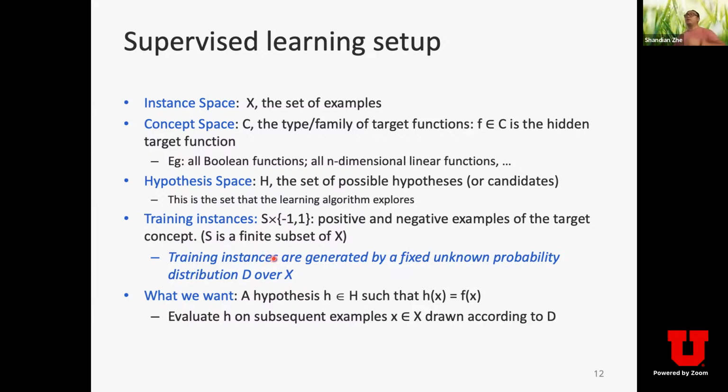So in the testing procedure, we're going to assume that the test instances will be generated from the same distribution. And then we want to evaluate our learned hypothesis h on subsequent test examples, which are drawn from the same data distribution D. Does it make sense? Here we just assume there is some unknown data distribution D. We do not assume we know the form of the distribution. You may not even be able to write down any closed form for that distribution. But we assume there is some underlying distribution that generates those instances.